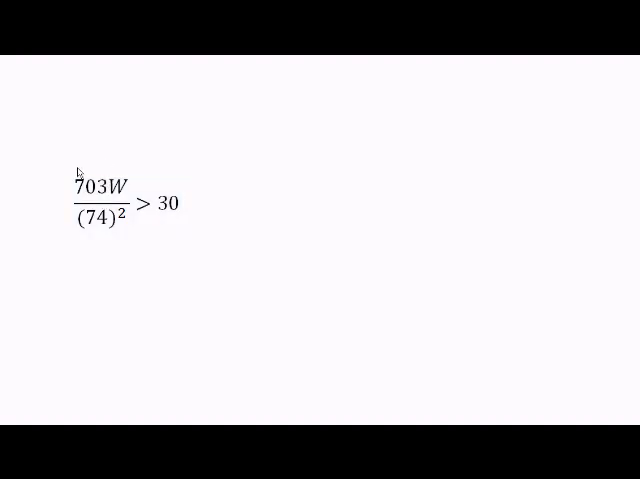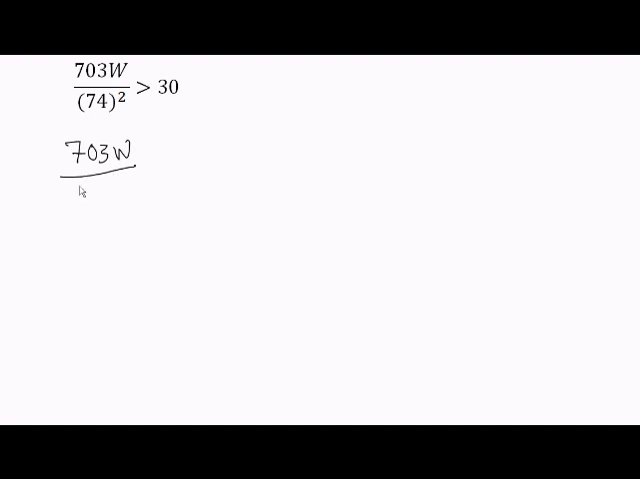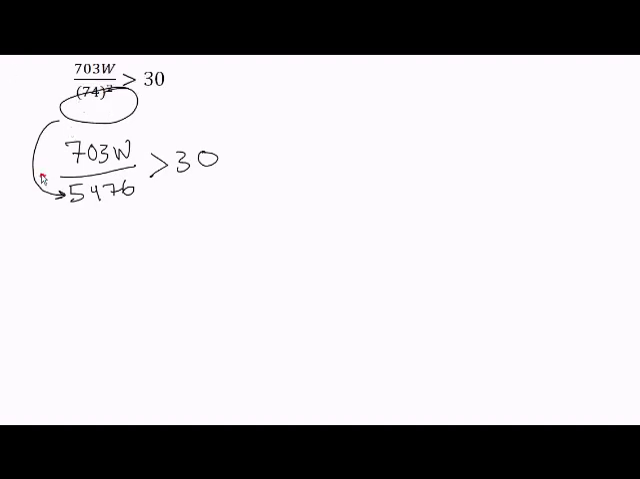So once again, first I'm going to do my power, 74 to the second power, which is 74 times 74. I'm left with 703 times W divided by 5476. 74 to the second power is 5476. Greater than 30. Next, I need to get rid of this 5476. It's divided by, so you do the opposite. You multiply both sides by 5476.